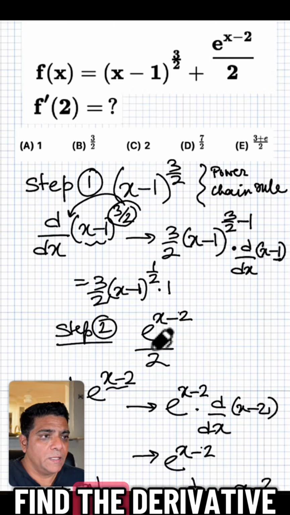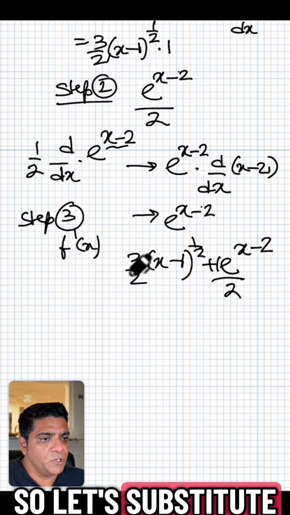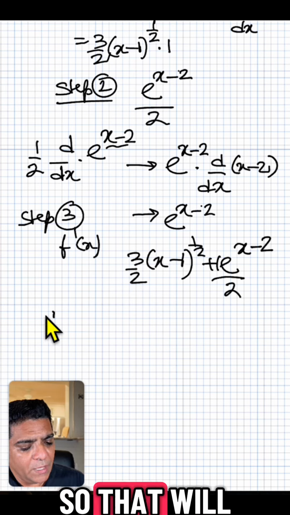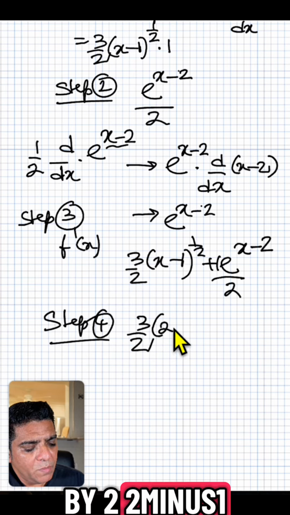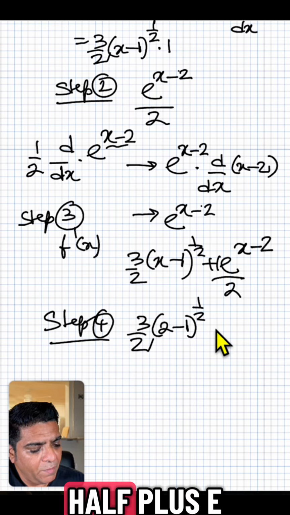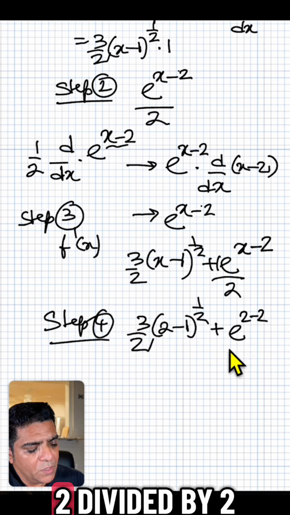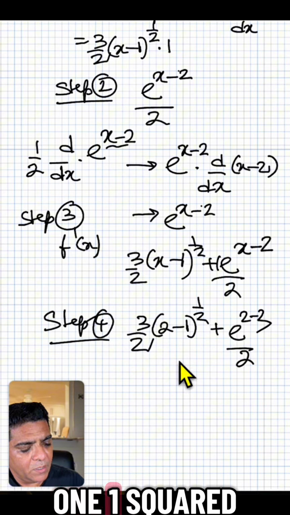Now we need to find the derivative at 2, so let's substitute the value of x as 2. That gives us 3/2 (2 − 1)^(1/2) plus e^(2 − 2) divided by 2. Let's clean this up. 2 minus 1 is 1, and the square root of 1 is going to be 1.